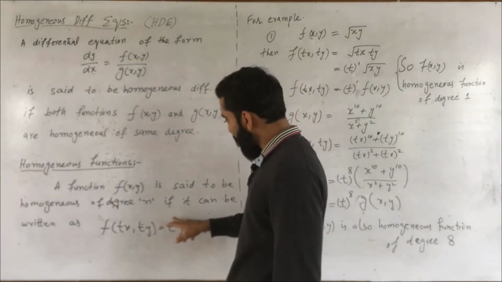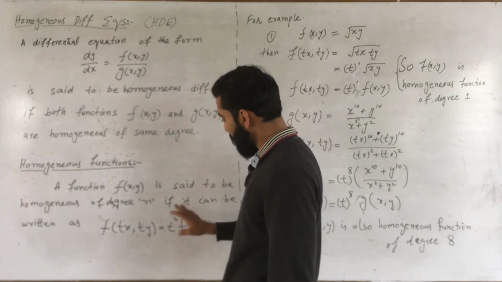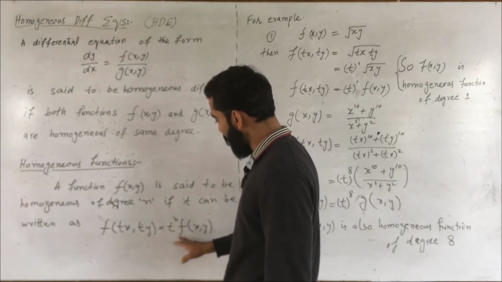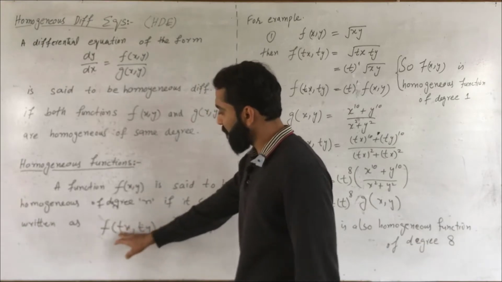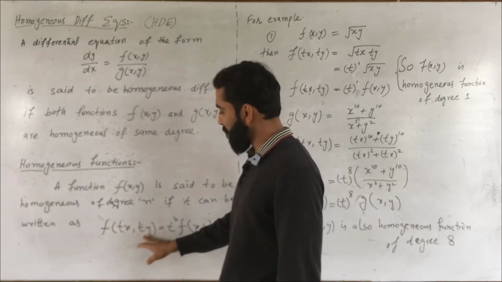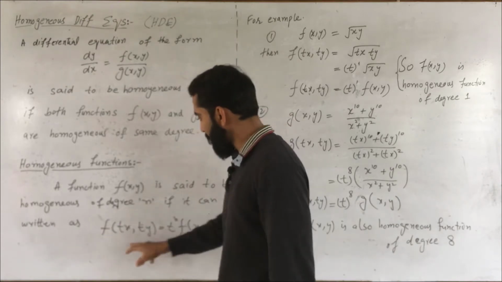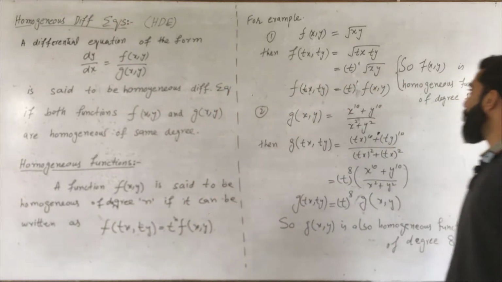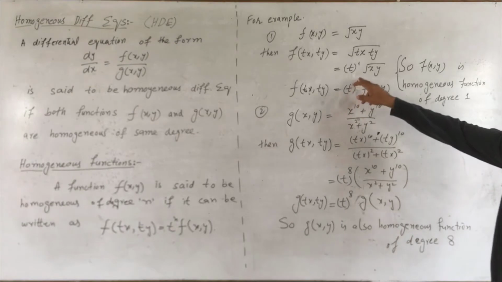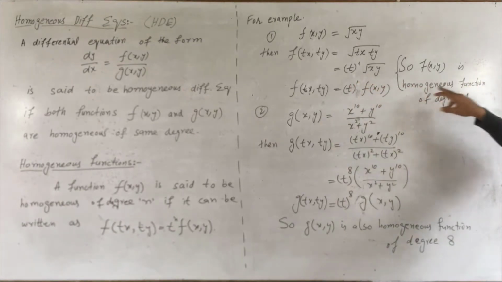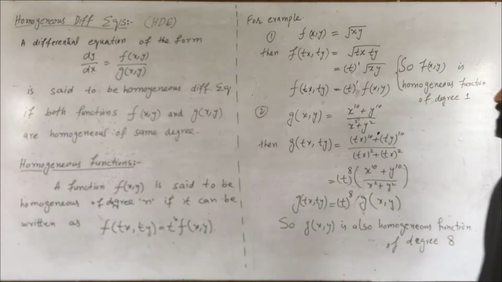because here t raised to power n remains at the first place of f of x y after putting x equal to t x and y equal to t y, and then we say that f of x y is of degree n. Here we got t raised to power 1, so we say that it is a homogeneous function of degree 1.